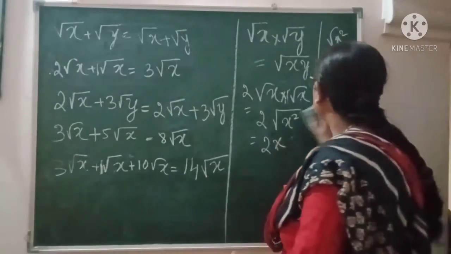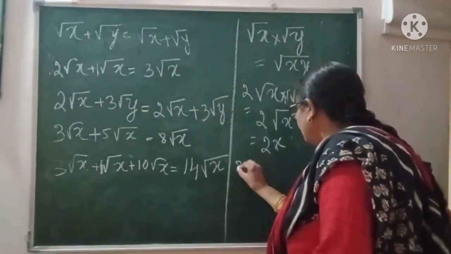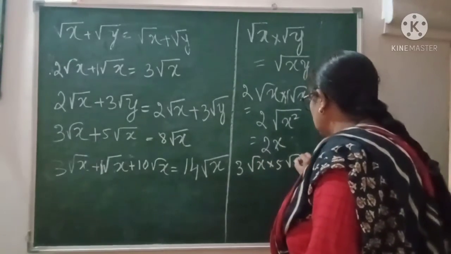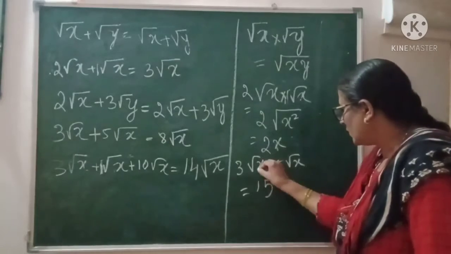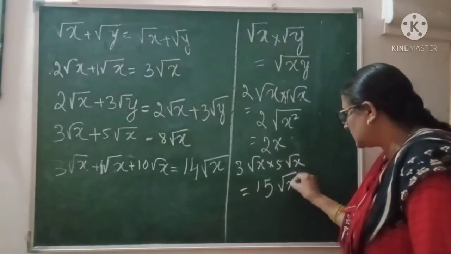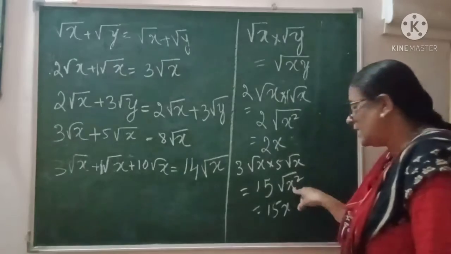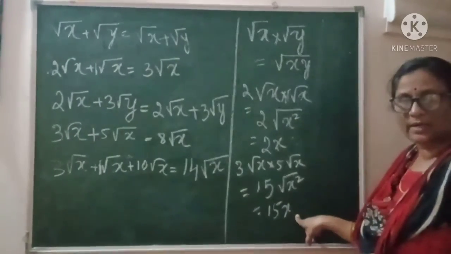Okay. Now proceeding with the next one, the third one is 3 root x into 5 root x. Look at this one. 3 fives are 15. Root x into root x is root x square, which is equal to 15x. Why? Root of x square, as you know, is x. This way you are writing.